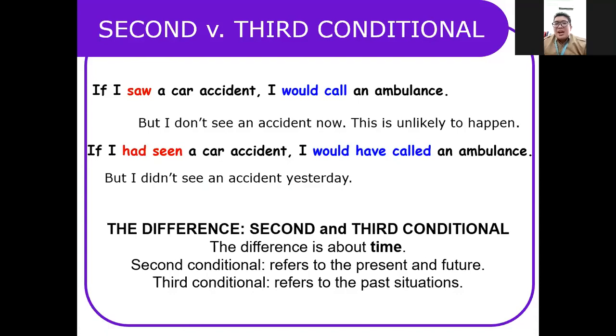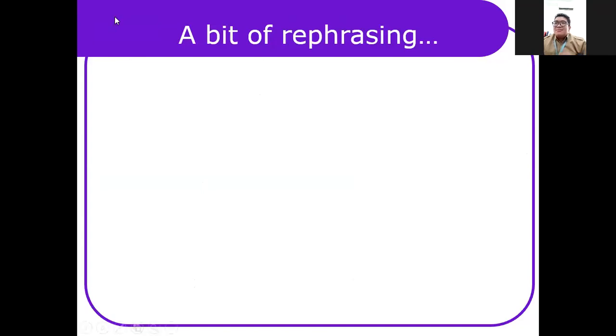If I had seen a car accident, I would have called an ambulance. Tapi faktanya beda. The fact is different. I didn't see an accident yesterday, so I didn't call an ambulance. All right, so I think that's the point from what we have learned in this chapter. Okay, itu adalah poin yang kita bisa dapatkan dari chapter ini.